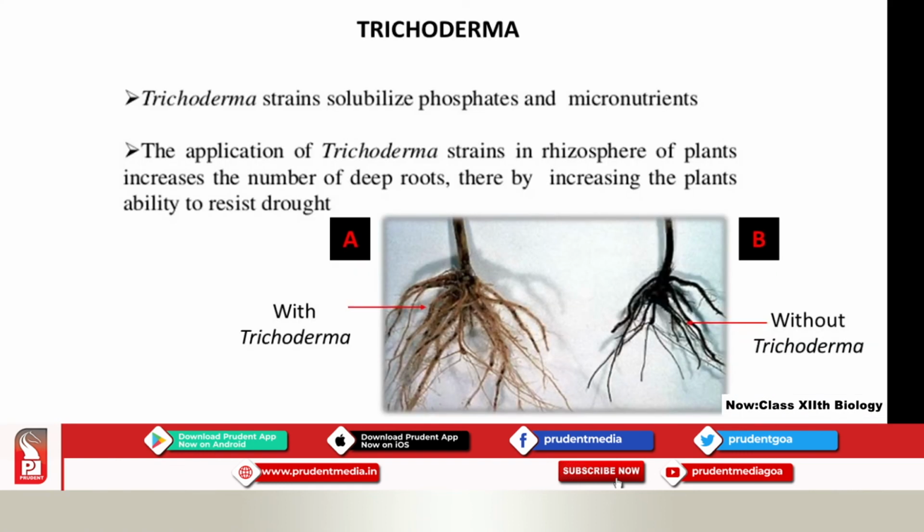Here, with Trichoderma, see how luxuriantly the roots are growing, and without Trichoderma, see how the roots are stunted. The application of Trichoderma strains in the rhizosphere of plants increases the number of deep roots and their ability to resist drought. They do this by solubilizing the phosphates and micronutrients present in the soil.